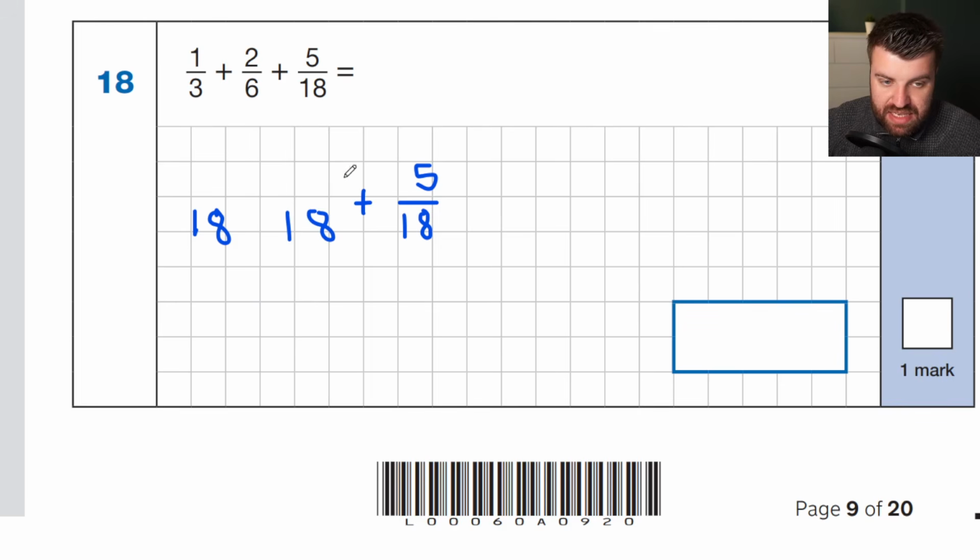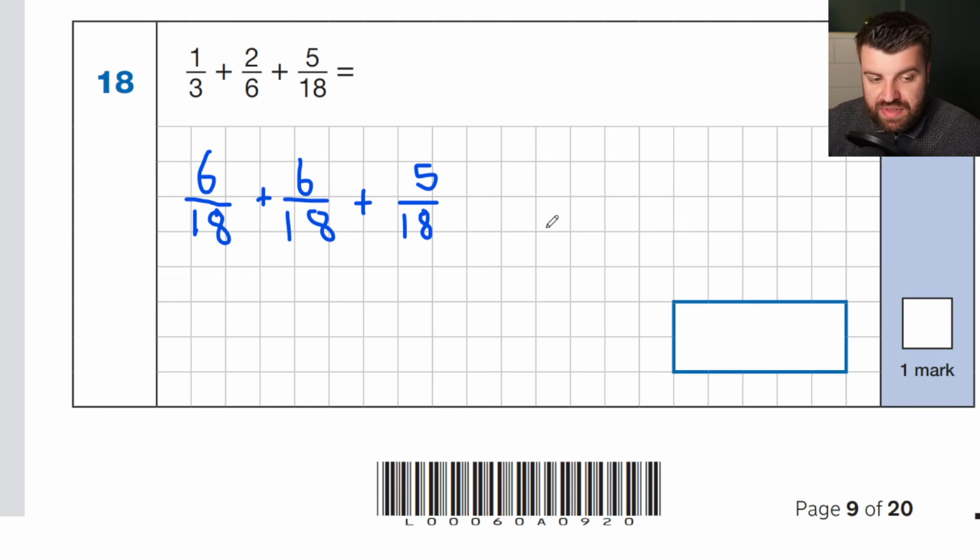So 5/18 stays the same. We look at the 1/6 now. To get from 6 to 18, we multiply by 3, so do the same to the numerator, and we get 3/18 as an equivalent fraction. Now, how do I change 1/3 into 18ths? Well, 3 times 6 is 18. Do the same to the top. 1 times 6 is going to be 6/18.